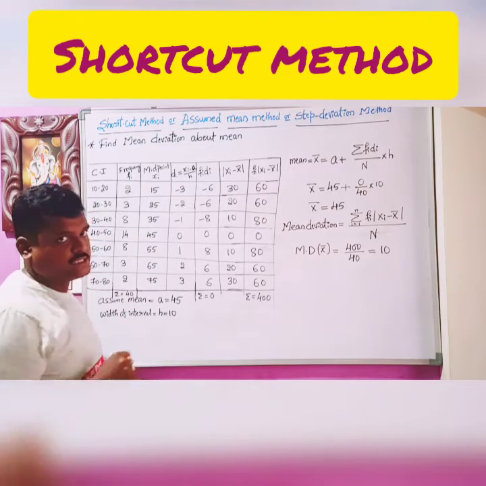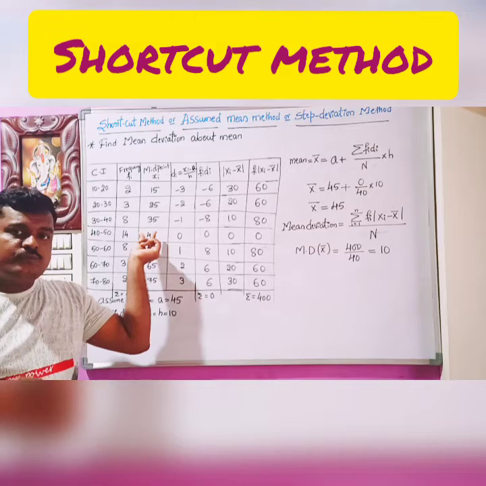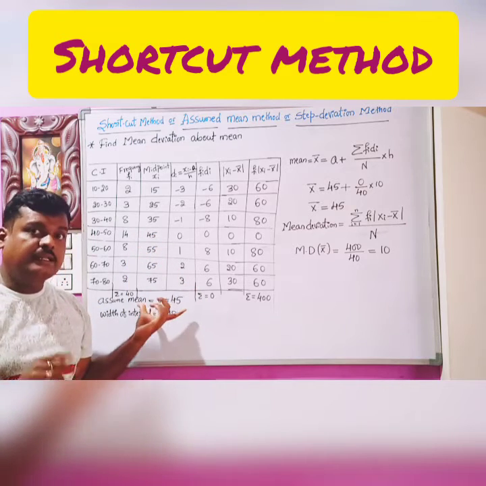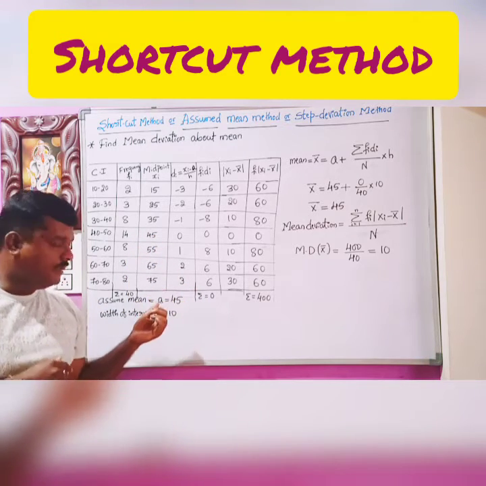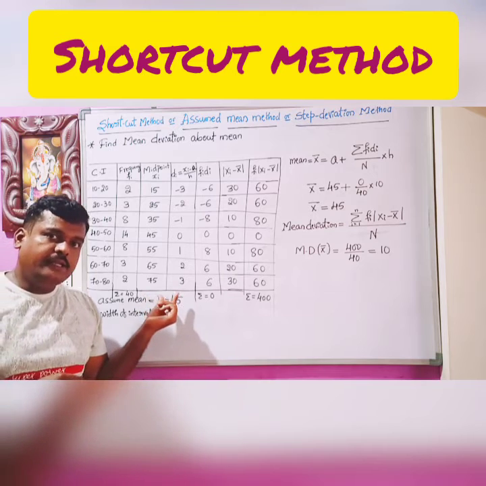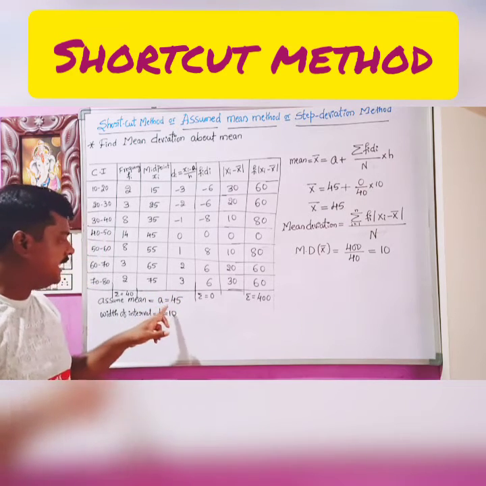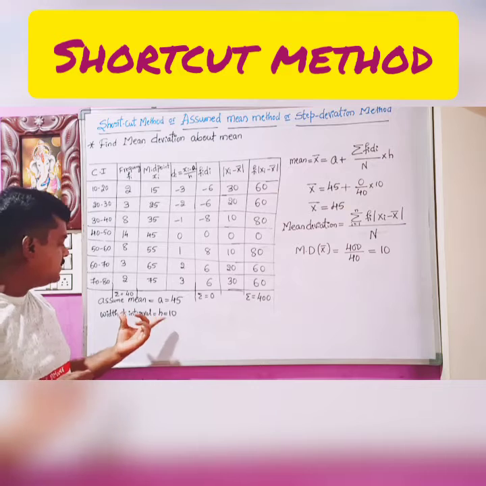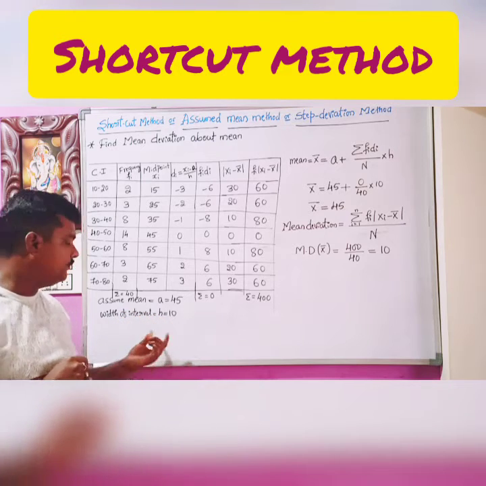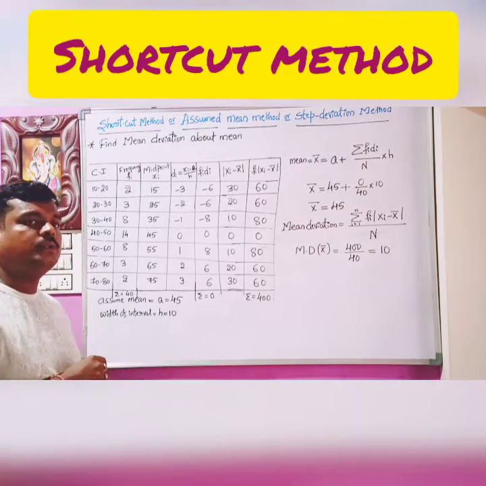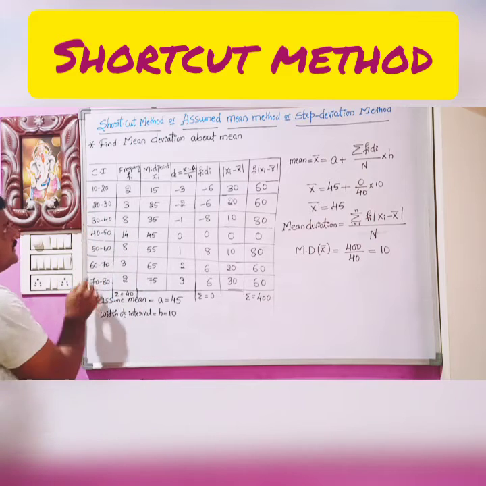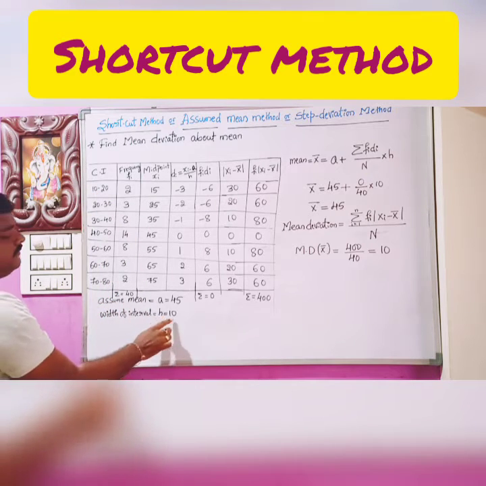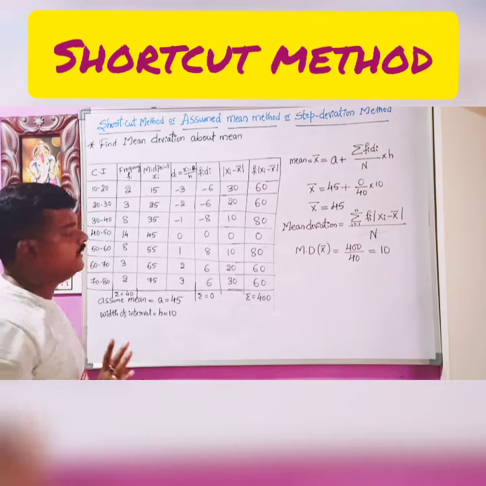We can assume like this. If we assume 45 as the mean, that is called the assumed mean, and we denote it by small a. Yes, a is equal to 45. And we also know the width of an interval, h is equal to 10. The width of each interval is 10. 10 to 20, 10 is the difference, as the width of an interval is 10.